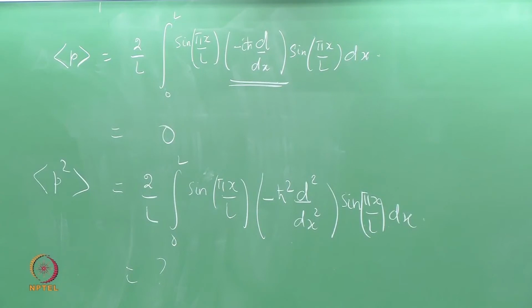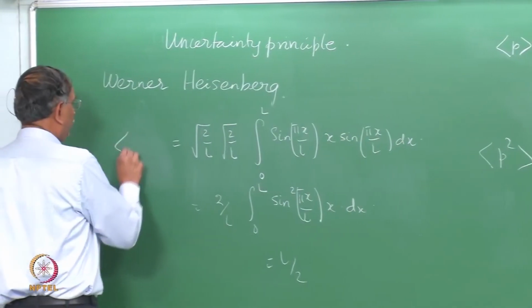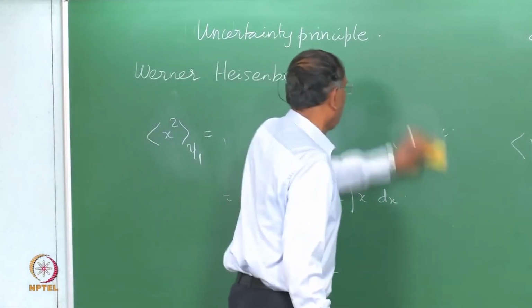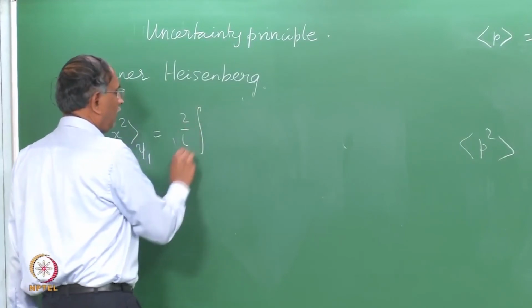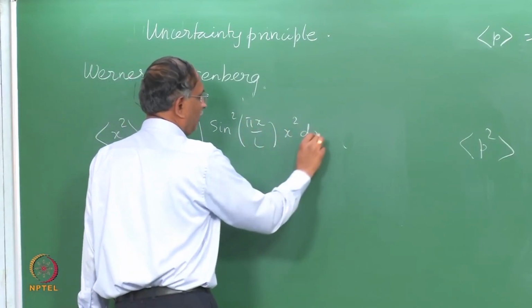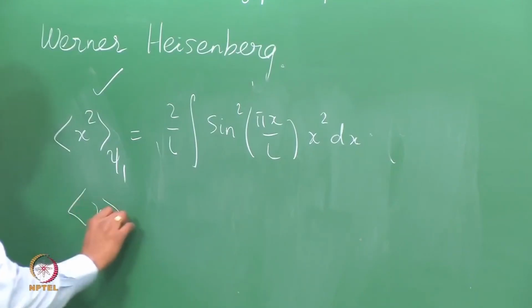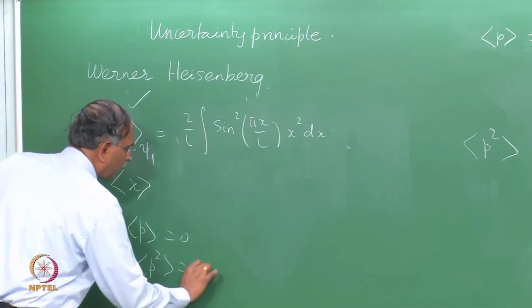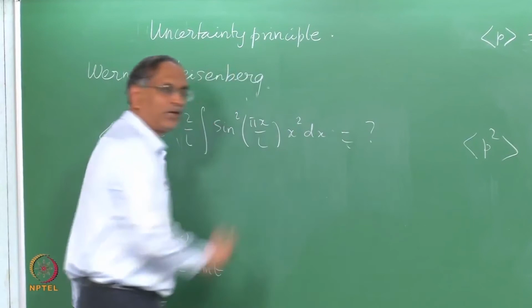What about the x squared? If I have to do x squared, all I need to do is the same thing. Write x squared on psi 1, and the integral that needs to be evaluated is the integral of 2 by L sine squared pi x by L times x squared dx. Therefore, you know the value of x, you know the value of p as 0, you know the value of p squared as nothing but 2mE. This is the only integral that I have not calculated.